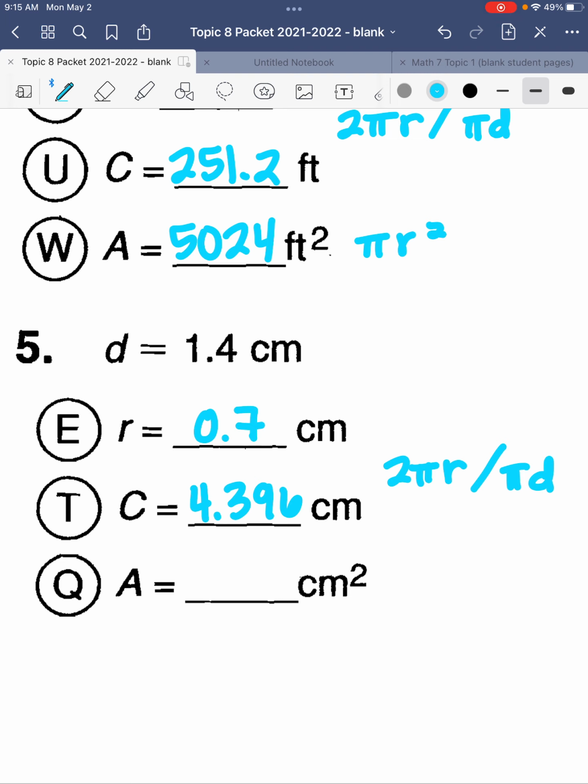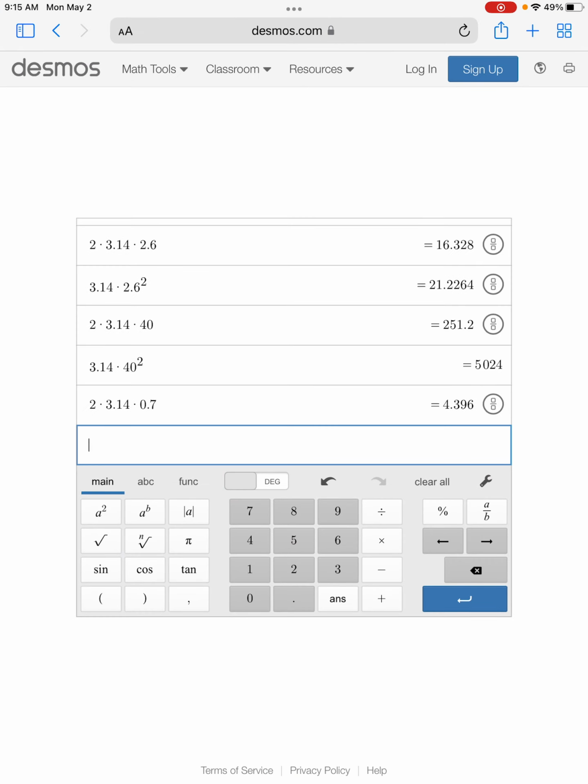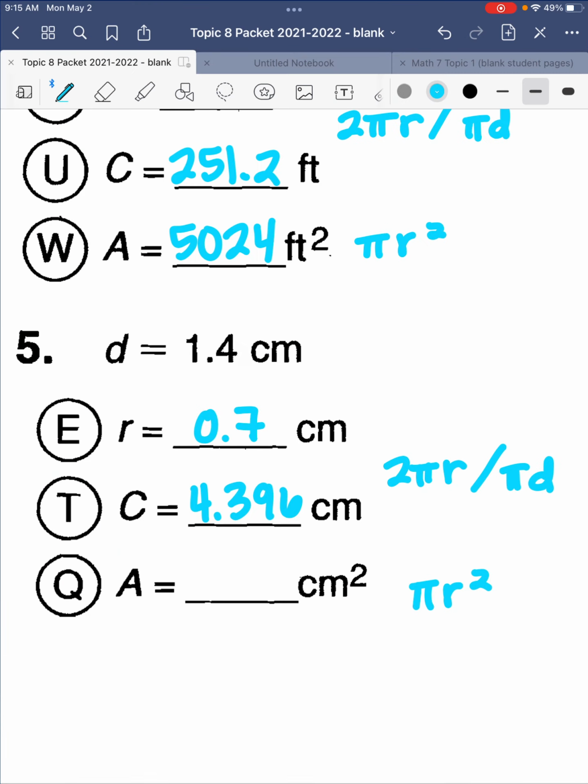Okay, now to find my area, I'm going to use the formula pi times the radius squared. So put that into our calculator. 3.14 times 0.7, hit that A2 button to square it, and I get 1.5386.